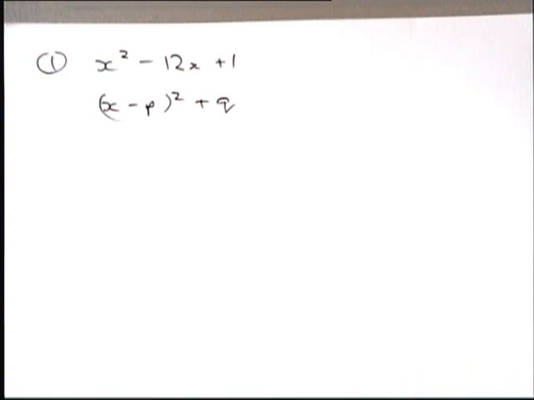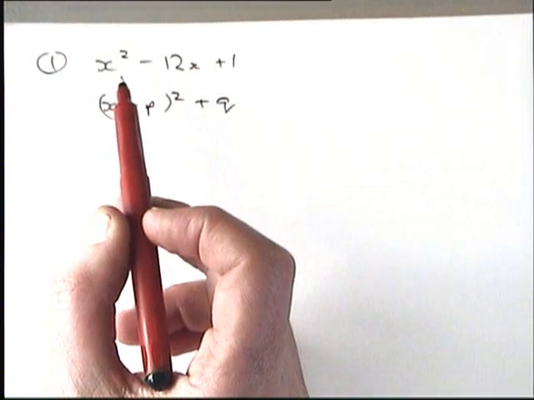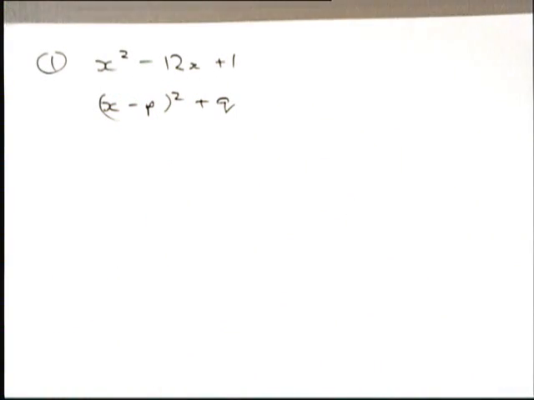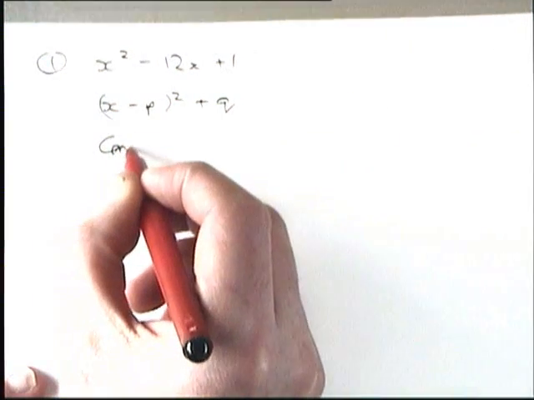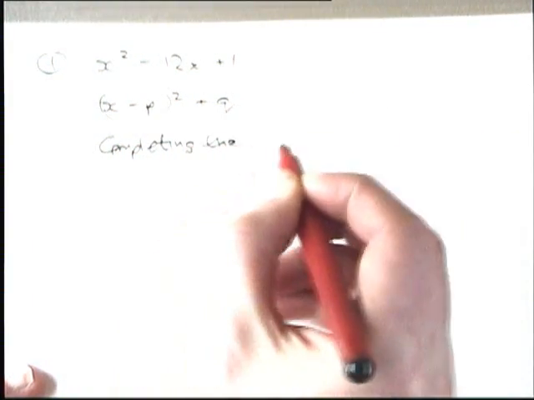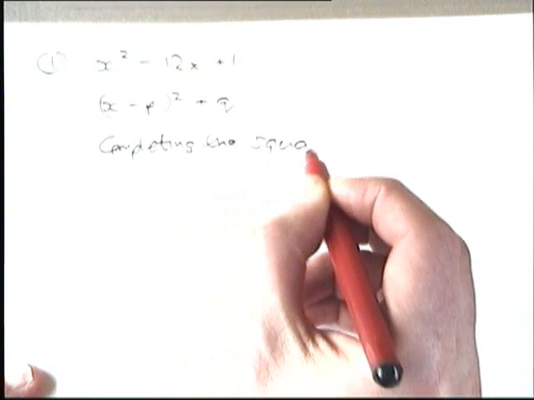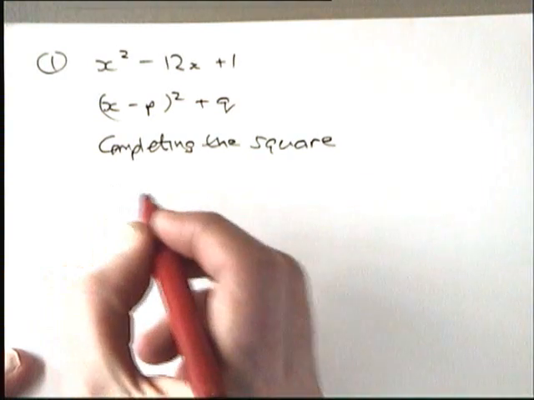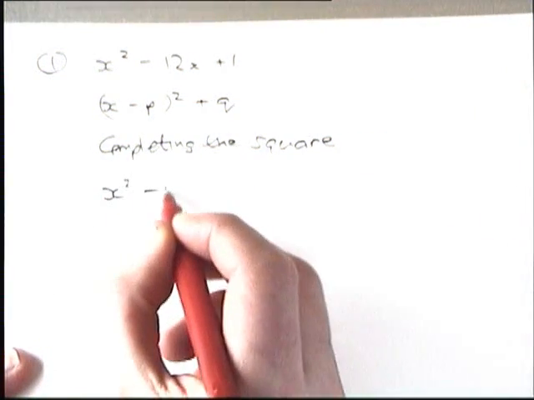In question 1, you are asked to express x squared minus 12x plus 1 in the form (x minus p) all squared plus q. What this question is about is something called completing the square. And it's used when we have quadratic equations, that is, equations with x squareds in. And there's some things you just need to remember.